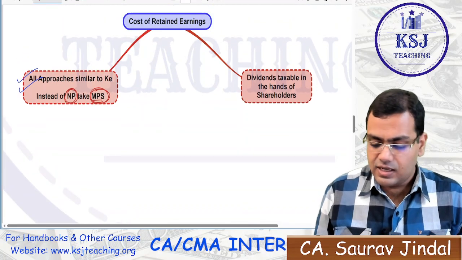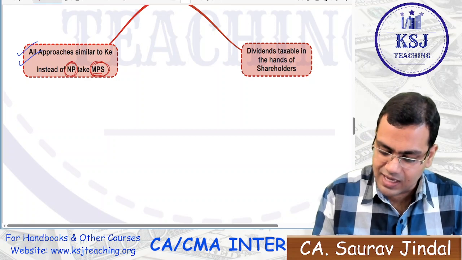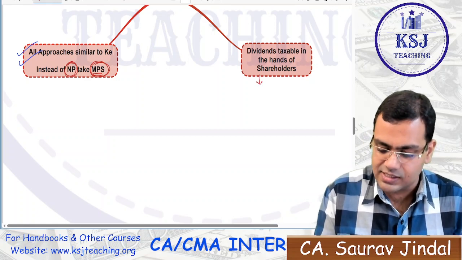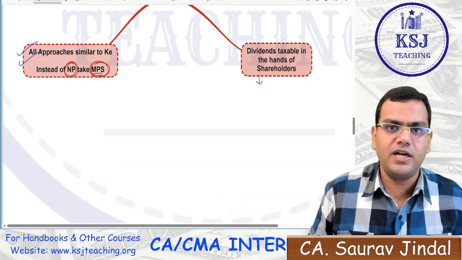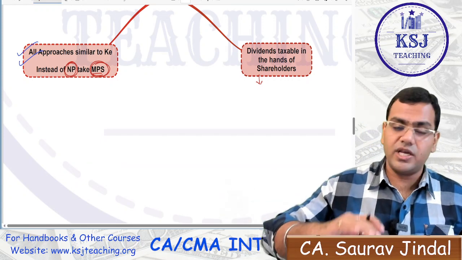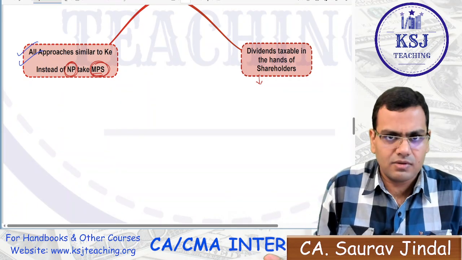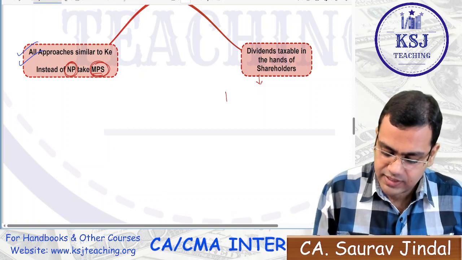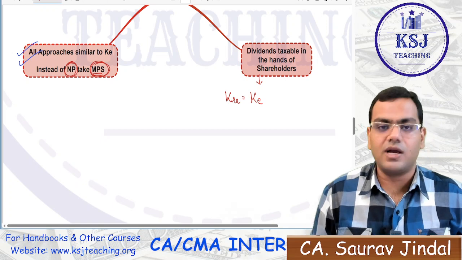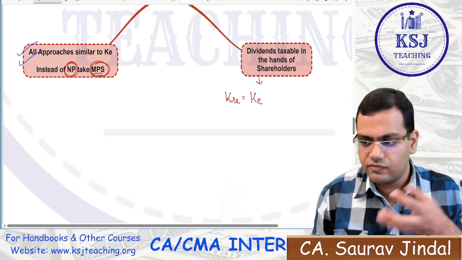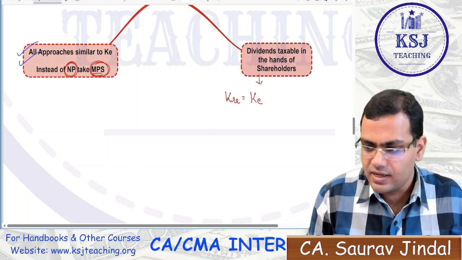Secondly, he says the retained earnings can be calculated in a different way if the dividends are taxable in the hands of shareholders. What they are saying is, let's say you distribute the dividends to the equity shareholders. The equity shareholders after that invest somewhere, no issues in that. How can we calculate the KRE in that case? The KRE is KE. What is the cost of equity to the company? That means what is the company paying to the equity shareholders? That is the dividend that is being distributed to the equity shareholders.